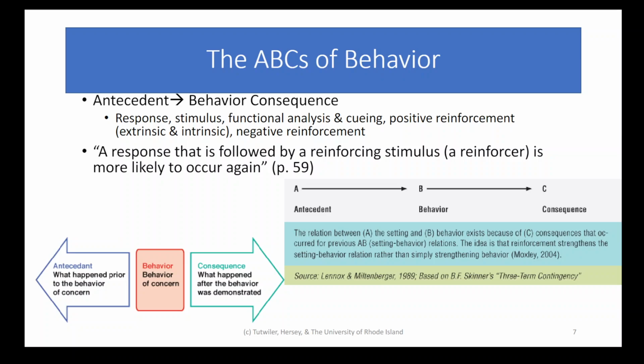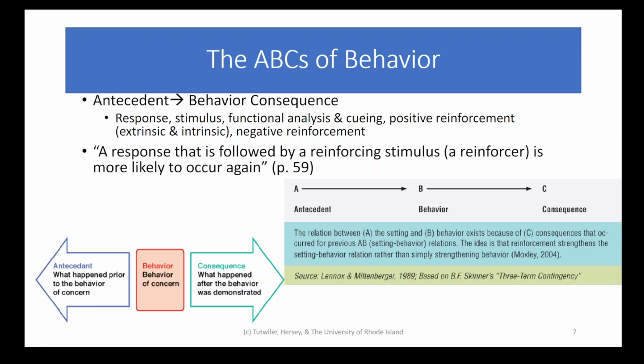We're going to start with the ABCs of behavior. Antecedent, behavior, consequence. A, B, C. So, there's a response, a stimulus, positive reinforcement, negative reinforcement. All of these things will come into play. So, a stimulus or a reinforcer happens, and then a response follows it, and that makes that response more likely to happen again, right? So the antecedent is the thing that comes before, the setting, the context. The behavior is the B, and then C is the consequence.